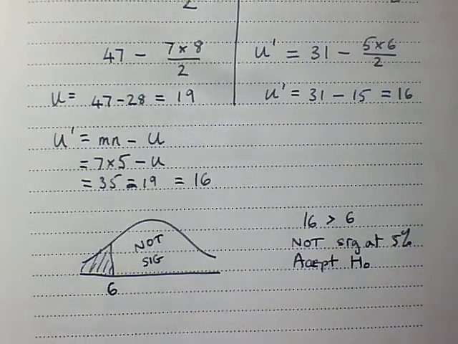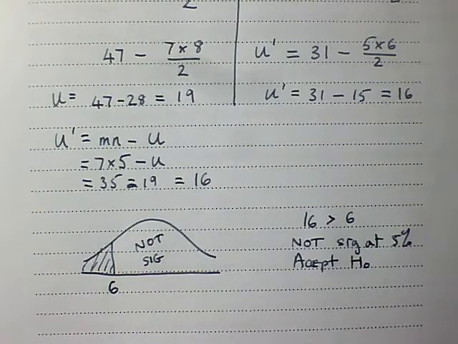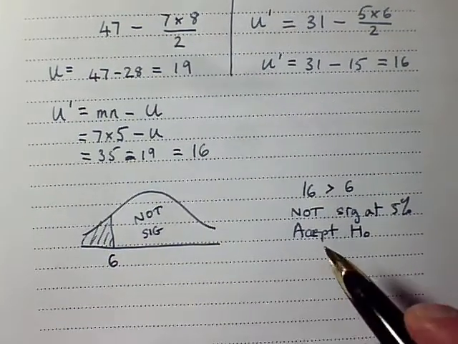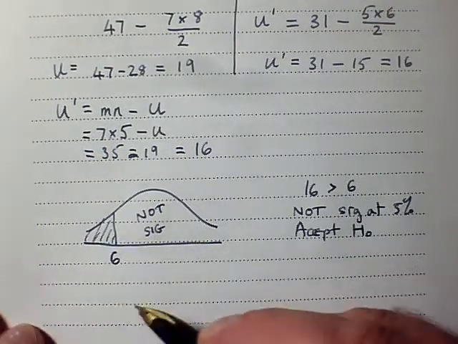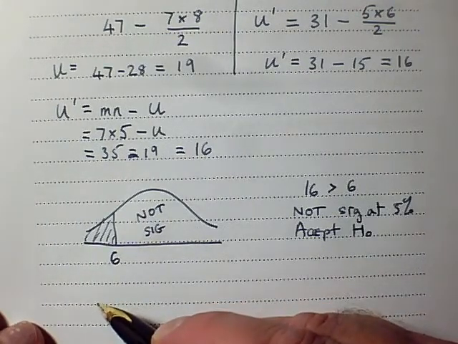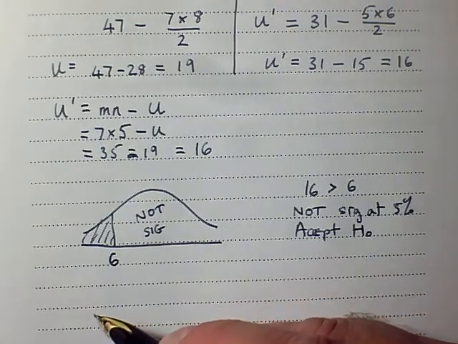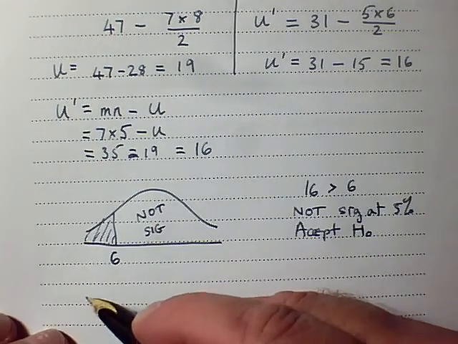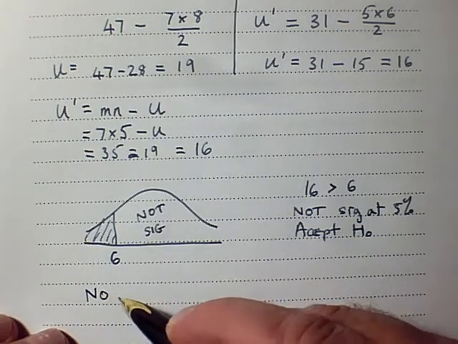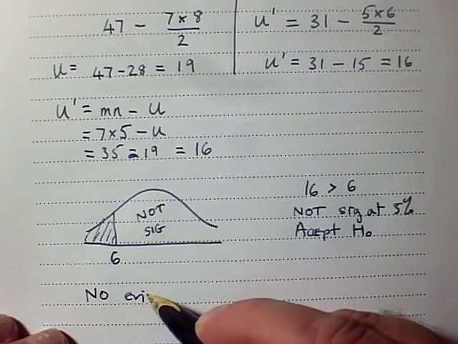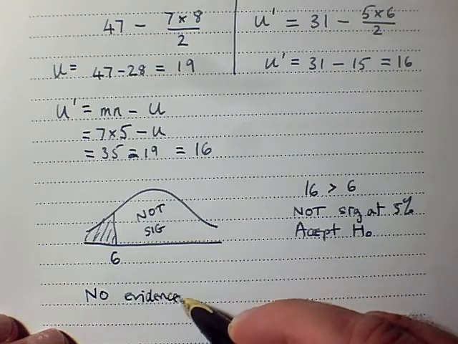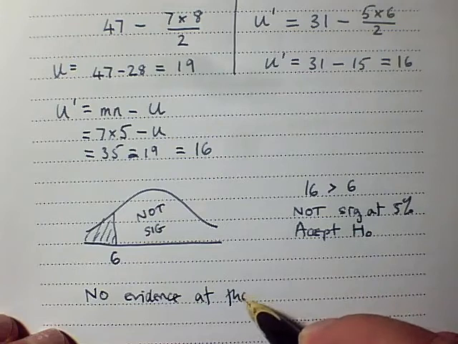Now I need to state my conclusion in context. Because I'm accepting H0, and this is what some of the model answers you may have get wrong, whenever we're accepting H0, we say no evidence. When we're rejecting H0, that's because we've got evidence to do it. So we say no evidence, and we should say at the 5% level.